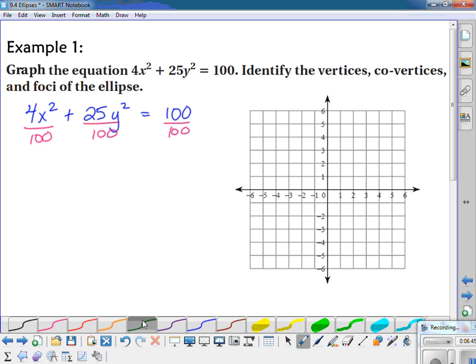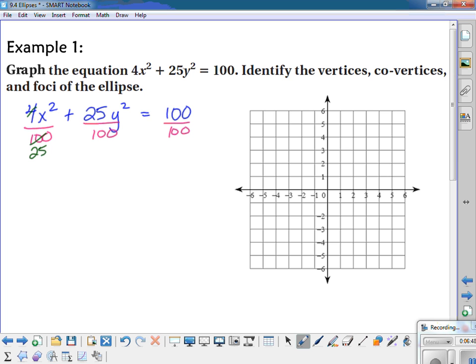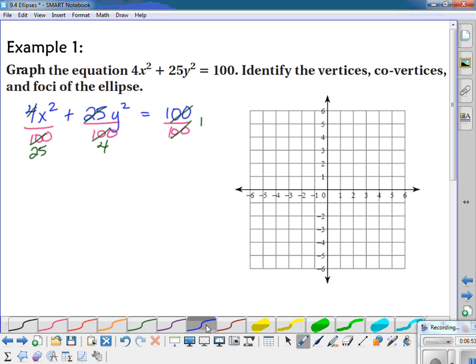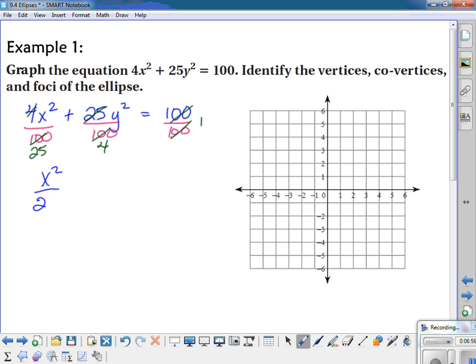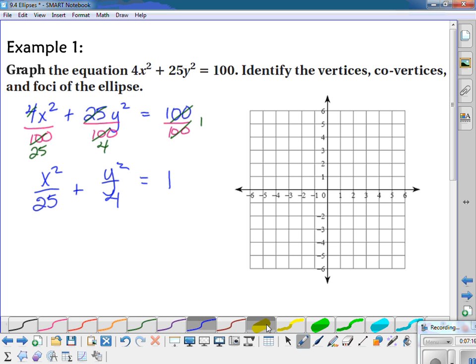So 4 goes into 100 25 times. 25 goes into 100 4 times. And then, of course, this becomes 1. So now I've got x squared over 25 plus y squared over 4 equals 1. And now I've got it in standard form. So is this one going to be horizontal or vertical? Where's the bigger number? The bigger number is under the x squared, so it's horizontal, exactly. And if you're not sure, just take the square root and graph it, and you'll see.